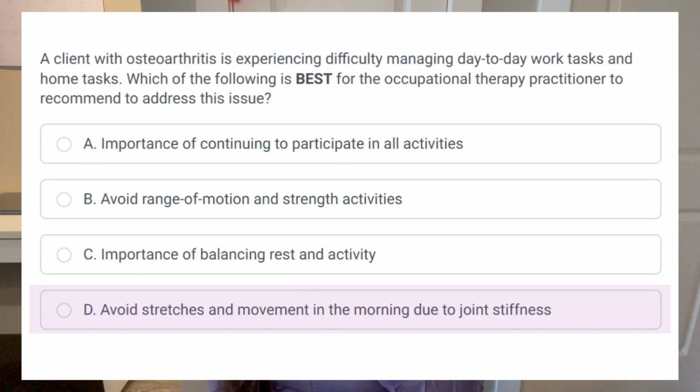Option D, avoid stretches and movement in the morning due to joint stiffness. Okay, so I am not picking option D because it's kind of the same thing as avoiding range of motion or strengthening. You don't want to stop all stretching in the morning. I feel like stretching would actually help in the mornings before you get your tasks started for the day. Obviously, this person's joints are going to be stiff in the morning, maybe even in the evening. They have osteoarthritis. A person with osteoarthritis requires continued rest and then task completion.